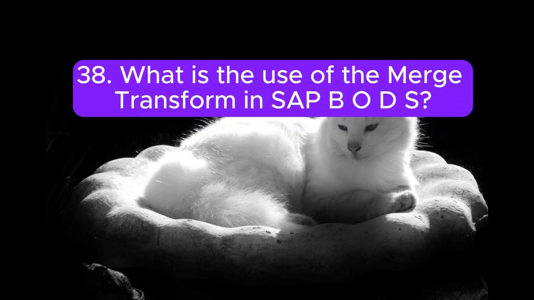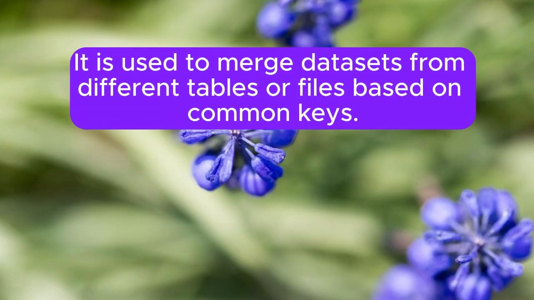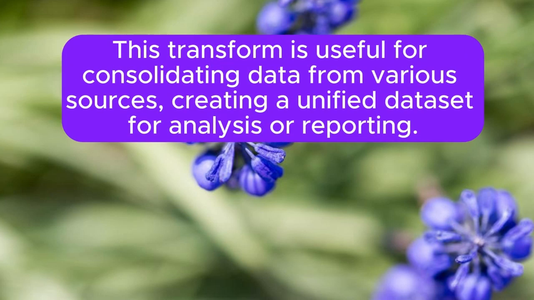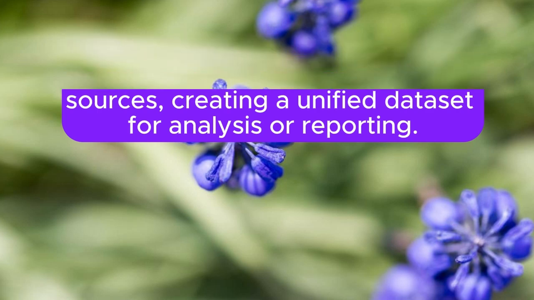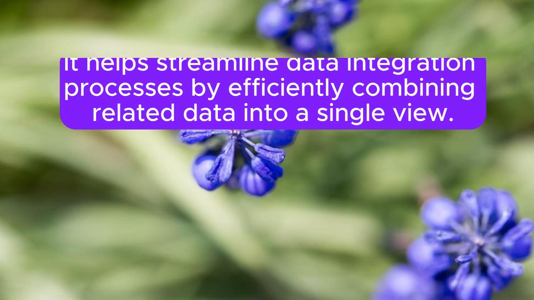38. What is the use of the merge transform in SAP BODS? Answer. The merge transform in SAP BODS combines data from multiple sources into a single output. It is used to merge datasets from different tables or files based on common keys. This transform is useful for consolidating data from various sources, creating a unified dataset for analysis or reporting. It helps streamline data integration processes by efficiently combining related data into a single view.